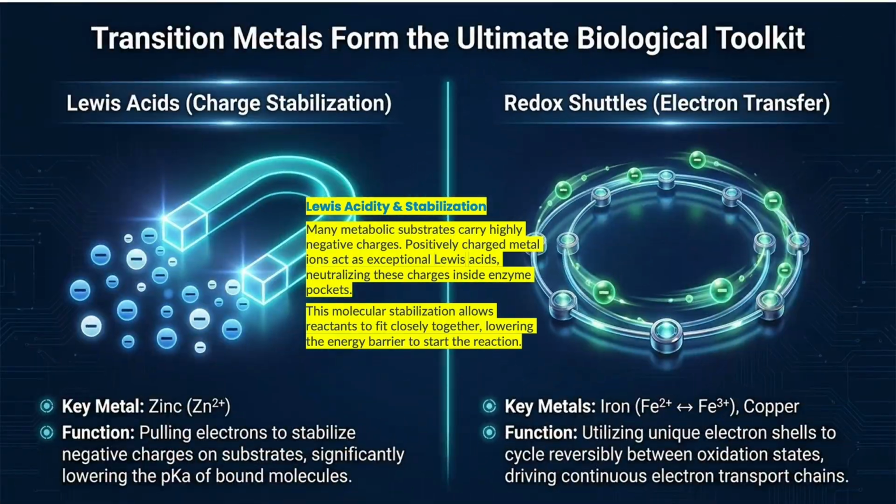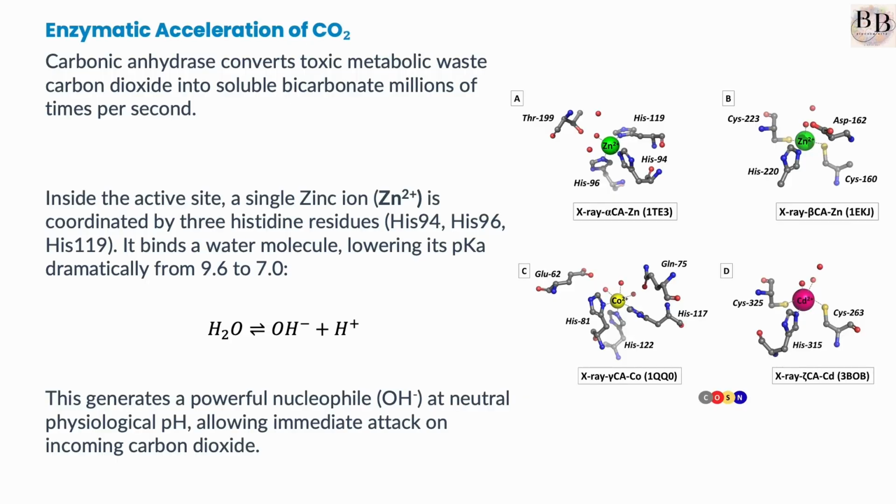Okay, so when we look at another example, in the case of carbonic anhydrase, we see how the presence of zinc helps carbonic anhydrase convert toxic carbon dioxide into soluble and safe bicarbonate. This process is very, very important, and it happens very fast. Deep inside the active site, the zinc is held on by a triad of histidine amino acids, and in some cases it could be held by aspartate 162, histidine 220, and cysteine 160. But the more common one that I'm focusing on is the one that has histidine as the amino acids to which it is bound: histidine 119, histidine 96, and histidine 94.